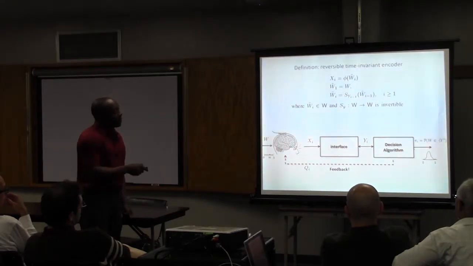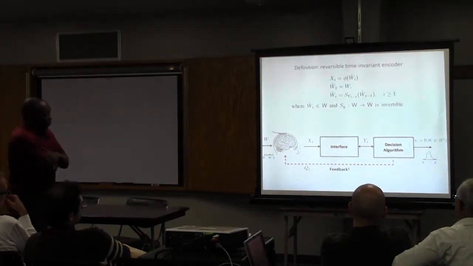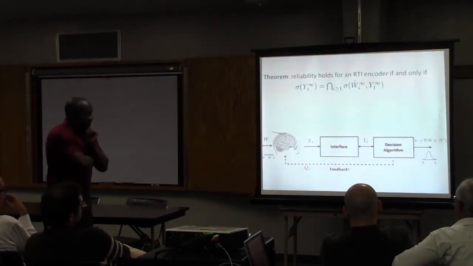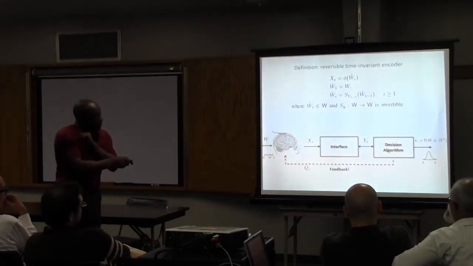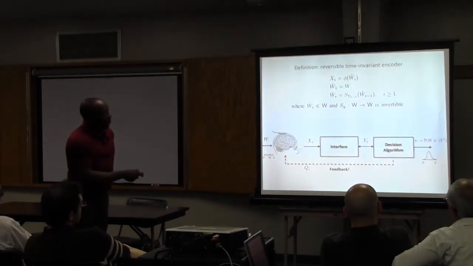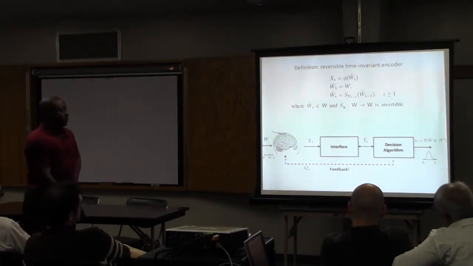As given by this being an invertible function. So if we focus on classes that have this structure, reversible and time invariant, and you see why it's time invariant because this is the same map S. It's only modulated by the most recent Y and the most recent W, but otherwise it's time invariant, right? And it's reversible because S is invertible.